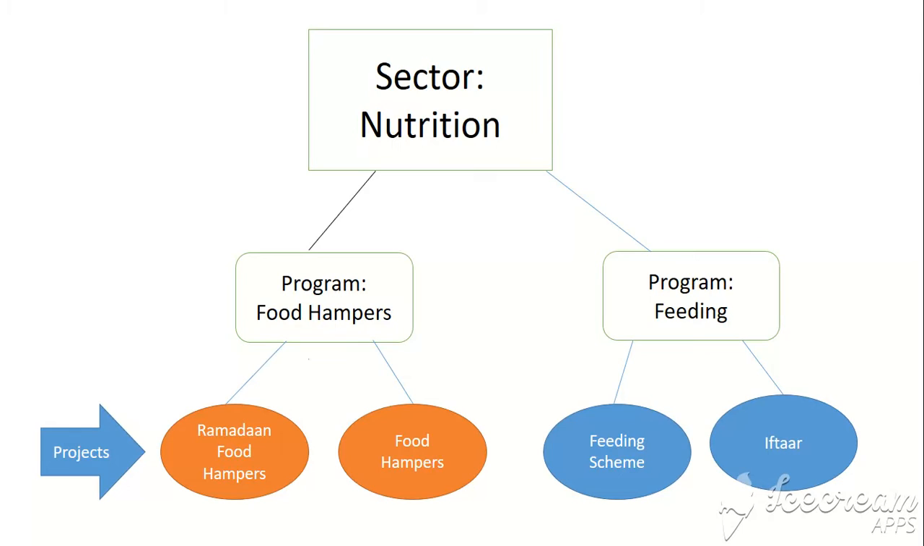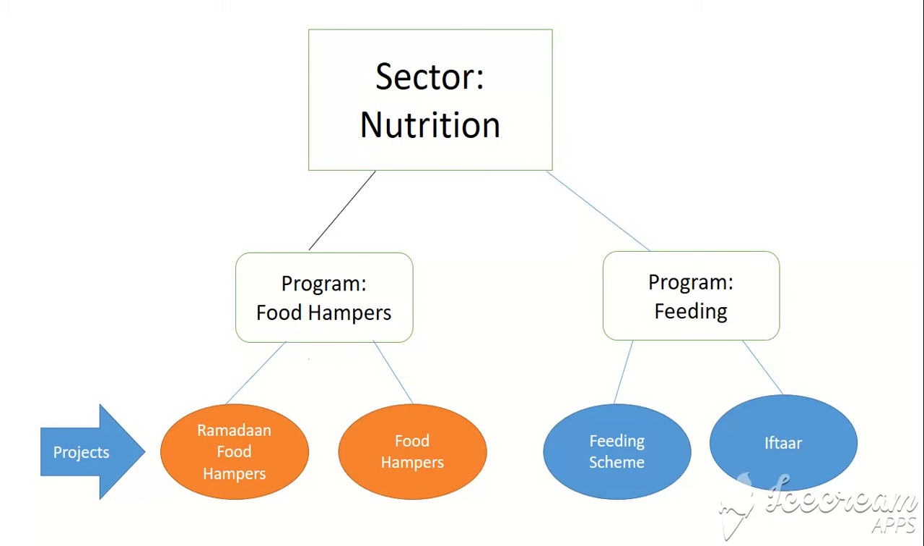So when you look at projects, you start with a project, then you allocate it to a program, then you allocate it to a sector. Similarly, we have the sector called nutrition, and we have a program called feeding, and feeding scheme under it, and iftar. So let's say, for example, somebody says we're doing street feeding of 100 people. So first we look at feeding scheme, then we allocate the feeding scheme to a program, and then to a sector.